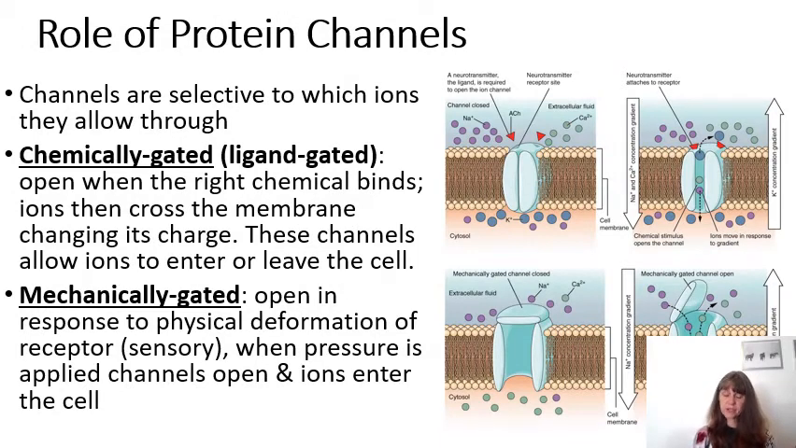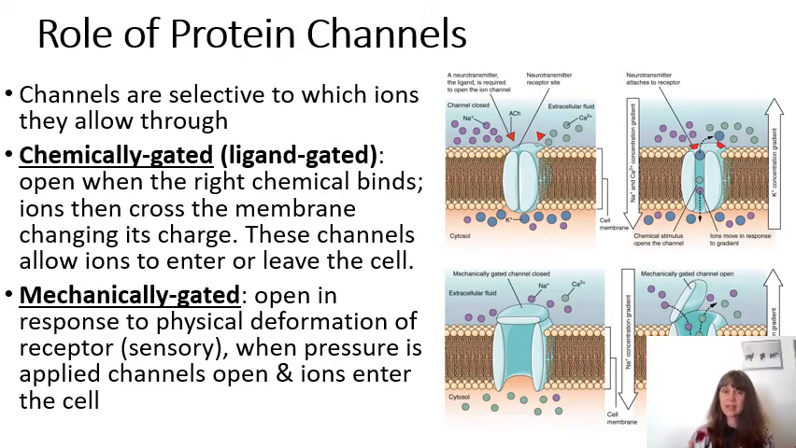We know that there are different concentrations of ions, which are charged atoms, outside the plasma membrane versus what's inside the plasma membrane in the cytosol. There tends to be a higher concentration of sodium in the extracellular fluid outside the cell and a higher concentration of potassium in the cytosol. These ions normally can't pass through the plasma membrane.